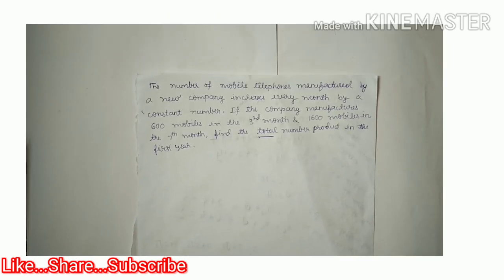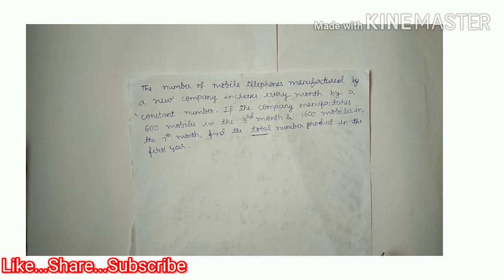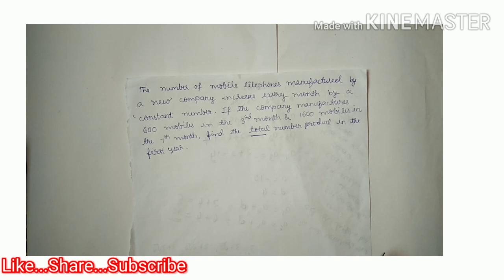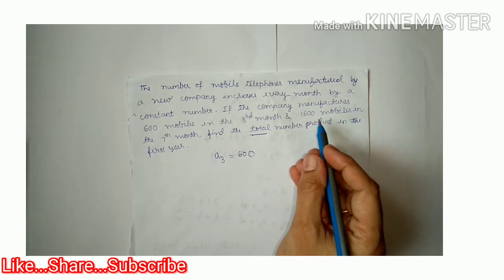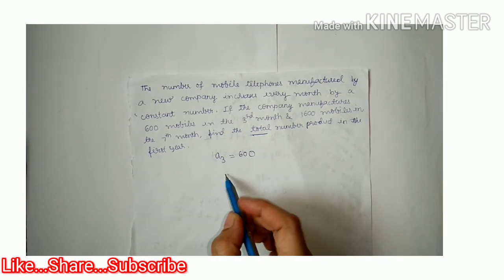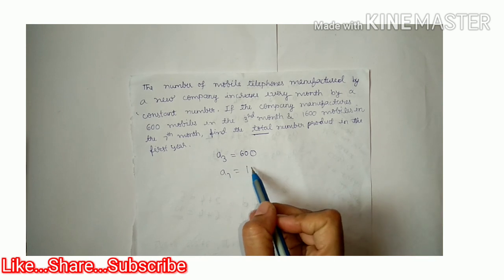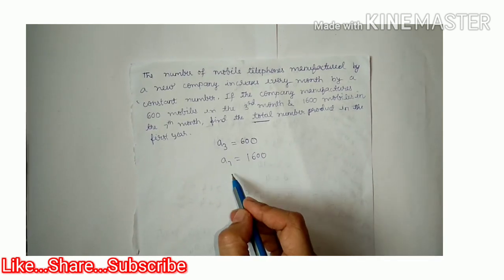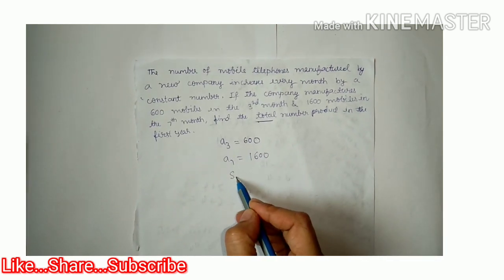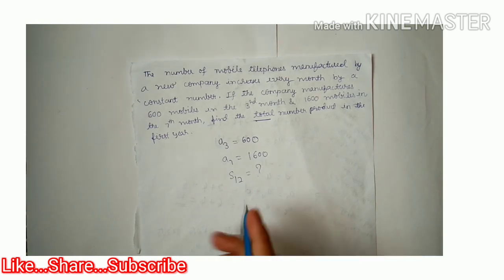Next example: the number of mobile telephones manufactured by a new company increases every month by a constant number. If the company manufactures 600 mobiles in the third month and 1600 mobiles in the seventh month, find the total production in the first year. We need to find S12, the number of months in a year. S12 is equal to how much? The total production in the first year.